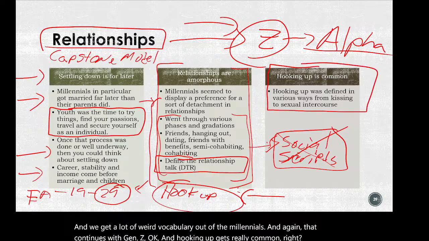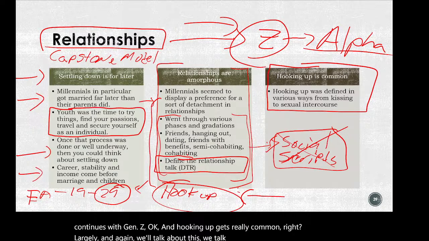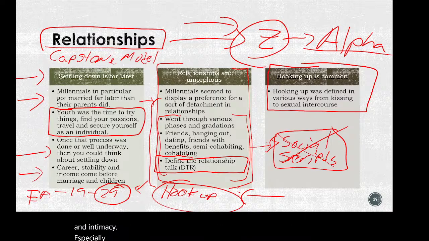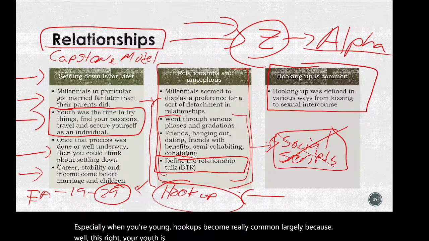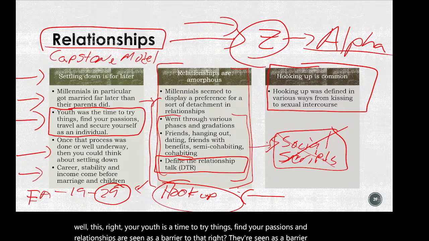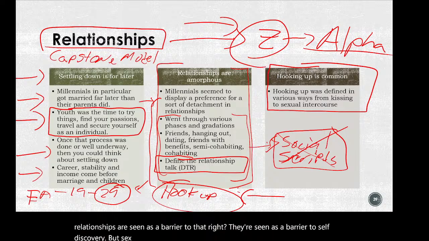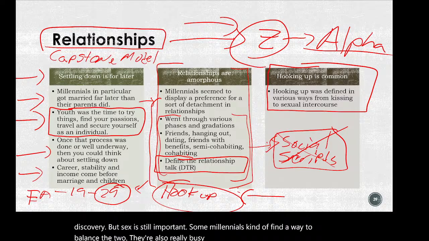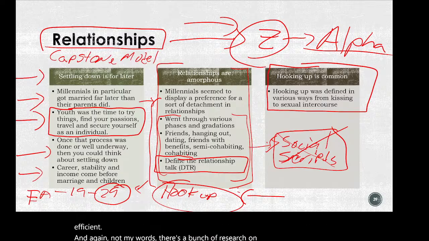Okay, and hooking up gets really common, right? Largely, and again, we'll talk about this when we talk about relationships in sex and intimacy. Especially when you're young, hookups become really common, largely because your youth is a time to try things, find your passions, and relationships are seen as a barrier to that, right? They're seen as a barrier to self-discovery, but sex is still important, so millennials kind of find a way to balance the two. They're also really busy, and so sex or hookups are seen as an efficient, and again, not my words, there's a bunch of research on this, which I'll show you later in the course, an efficient way to fit sex into busy lives.